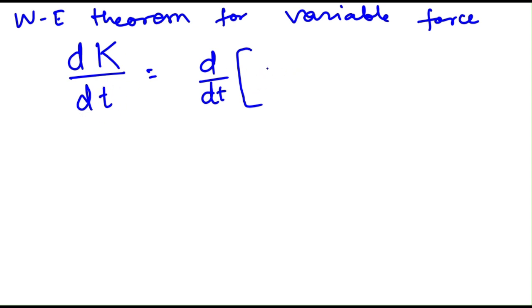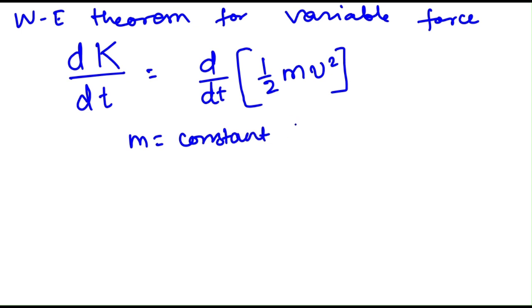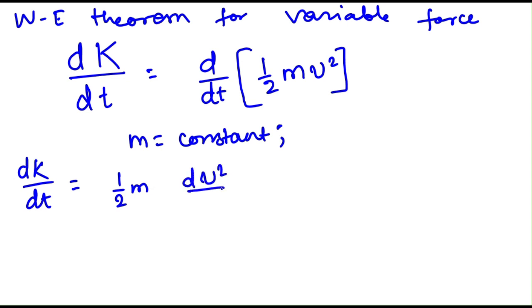So one by two m v square. For a moment, let's take mass to be constant. We can of course study variable mass, but to keep it simple, let's take mass to be constant. So dK by dt, the rate of change of kinetic energy with respect to time, will be one by two, I am taking out, then we will have d v square by dt. But we know that we can apply the chain rule here.